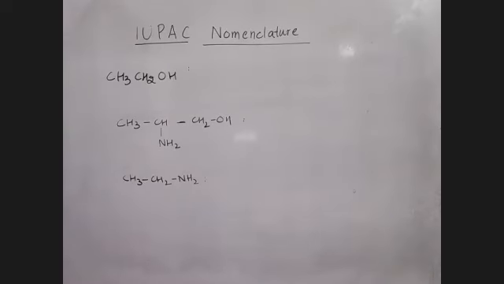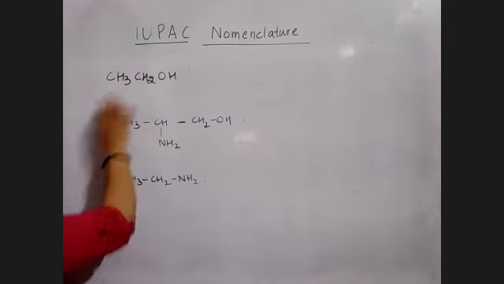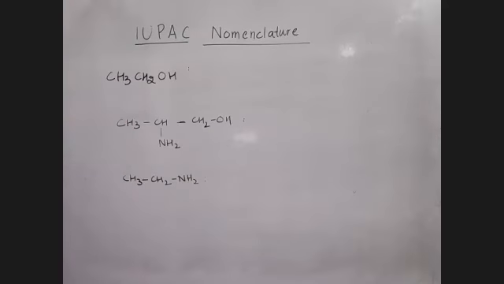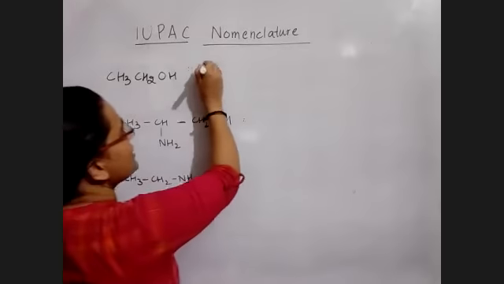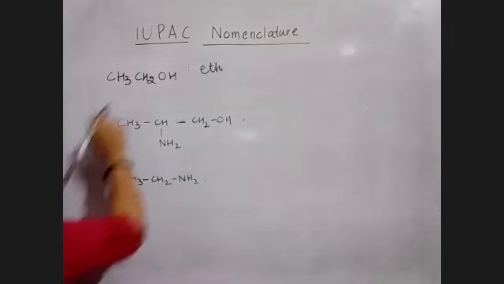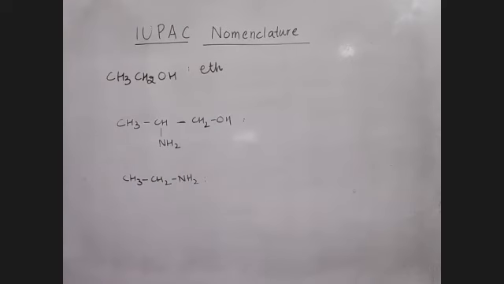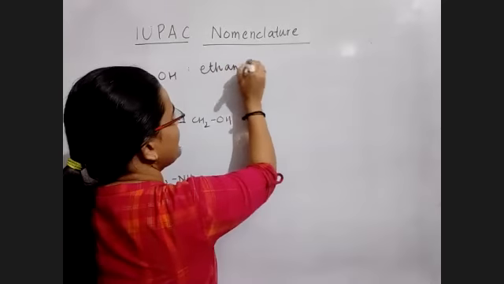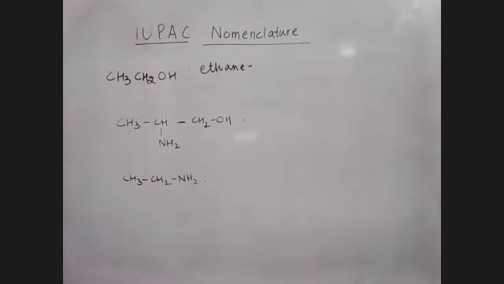How will you write down the name? How many carbon atoms are there? Two carbon atoms. For two carbon atoms, the word root used is eth. All carbon atoms are in a single chain. No double, no triple bond. So what will be the primary suffix? An. And how will you number this?